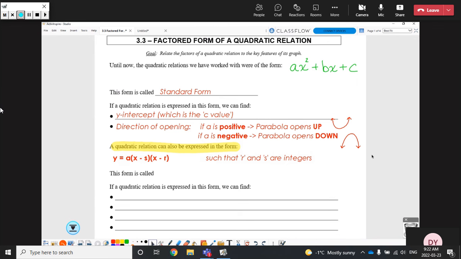Integers are basically all of the whole numbers, 0 to positive infinity, and then 0 to negative infinity, but not the numbers between the whole numbers. Those would be rational numbers. Okay? Remember that conversation with Mr. Todd or maybe myself last year? Okay. So what do we call this form? Yeah, we call this thing factored form.